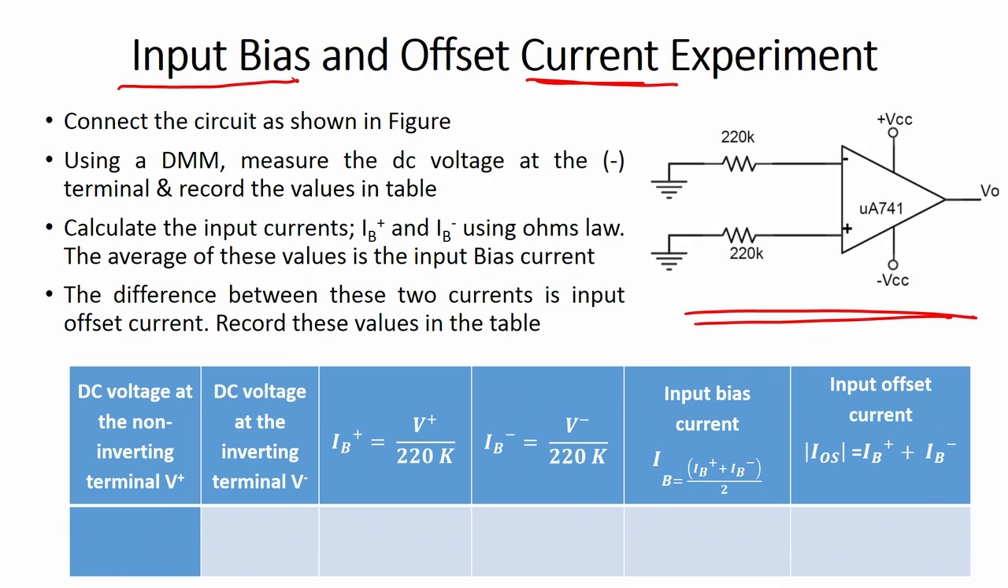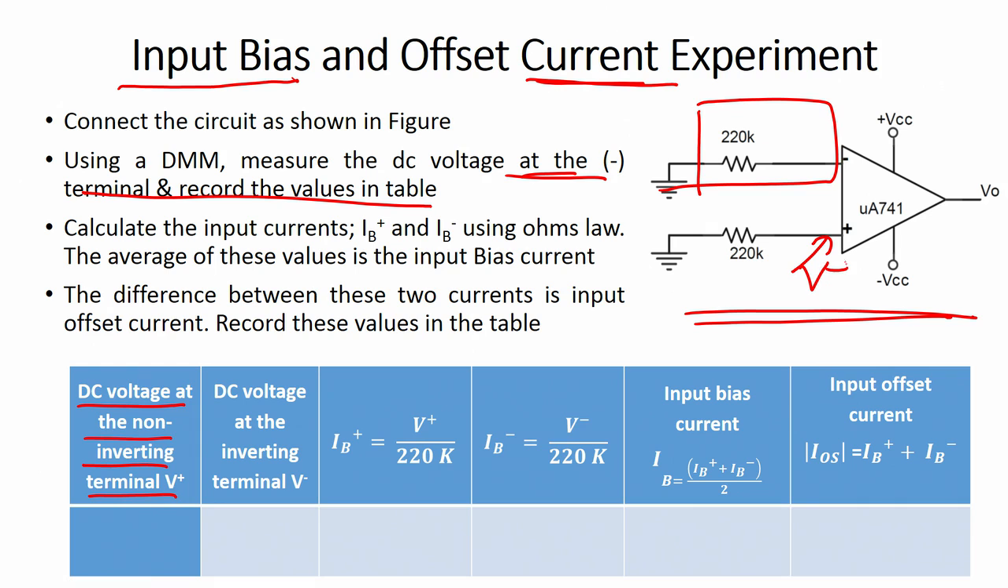Use a digital multimeter, measure the DC voltage at the inverting terminal and record the values in the table. One is at the inverting terminal, one is at the non inverting terminal. In the table, we measure the DC voltage at the non inverting terminal, V plus, and put the value here. We measure the DC voltage at the inverting terminal and put the value here. Then IB plus is V plus divided by 220 K, and IB minus is V minus divided by 220 K.